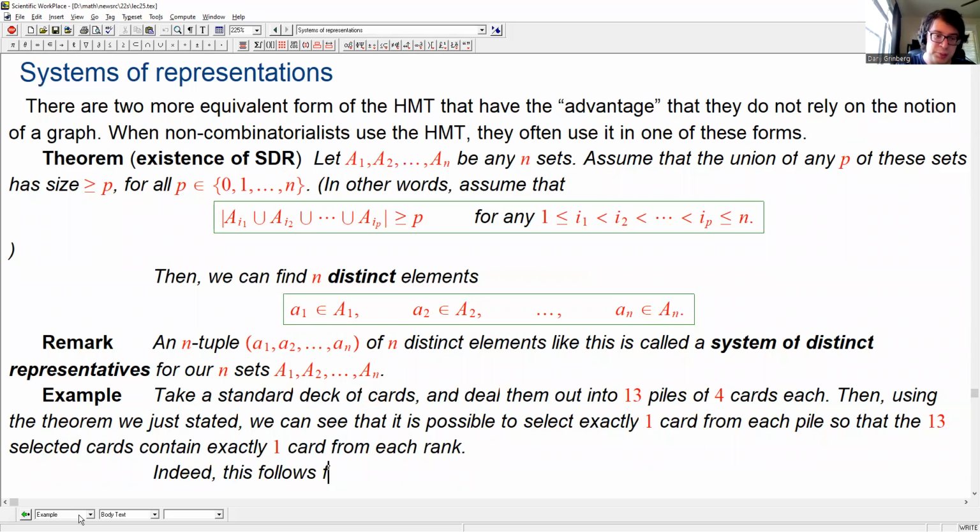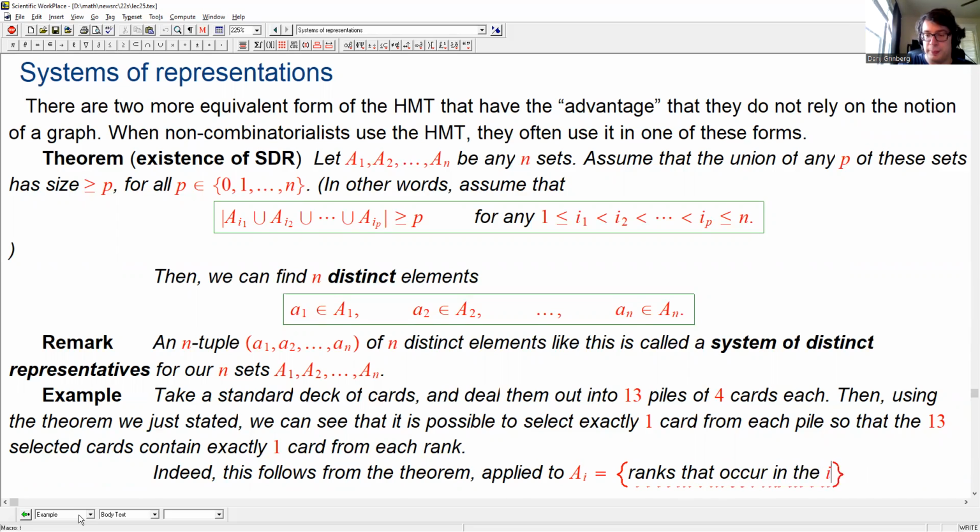Indeed, this follows from the theorem applied to Ai equals the ranks that occur in the i-th pile. It is easy to see that if you combine p piles, altogether they contain at least p different ranks, usually a lot more, but in the worst case scenario, there are only 4 cards of each rank, and there are 4p cards in those p piles. So you cannot have fewer than p different ranks there. So you can pick one rank in pile 1, one rank in pile 2, and so on, such that all those ranks are distinct, which means, of course, that you have representatives of all ranks.